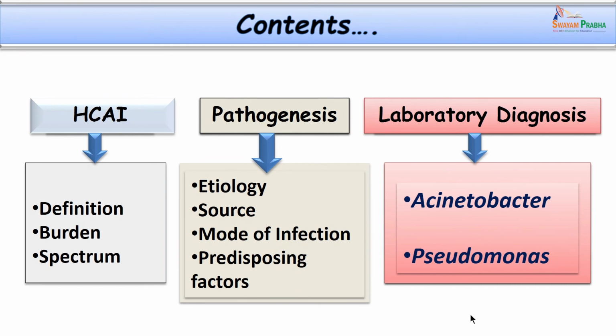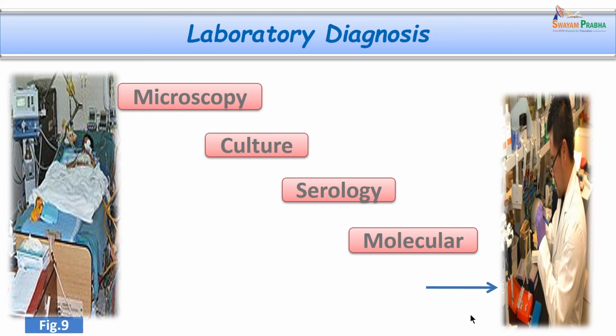Now, after having covered in detail the pathogenesis, including the etiology, modes of infection, source of infection, and also the precipitating factors, let us now consider laboratory diagnosis, especially concentrating more on the laboratory diagnosis of these two non-fermenters I mentioned. Laboratory diagnosis here in case of hospital acquired infection is like any other laboratory diagnosis, involving the steps of microscopy, culture, going for some serological test and molecular test.